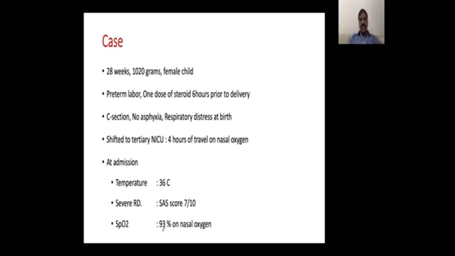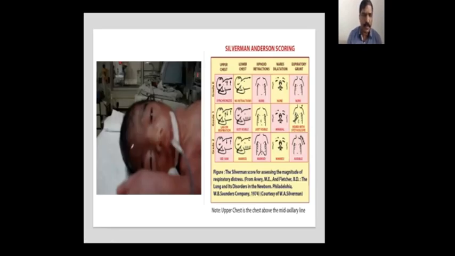Now somebody can ask me that this baby is already maintaining saturations, so why do we give CPAP for this baby? Any baby with respiratory distress is a candidate for CPAP if his Silverman score is more than 3, especially if it's a preterm baby. But if it's a term or a late preterm baby, if your Silverman score is more than 5, he is a candidate for CPAP, irrespective of the saturation limits. So he is struggling to maintain that saturation, and you want to decrease his struggle, and you can only decrease his work of breathing by giving CPAP.